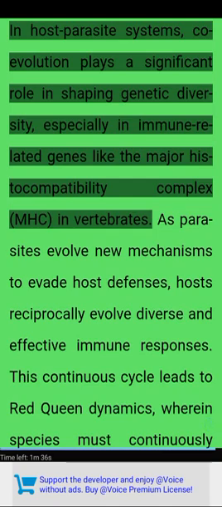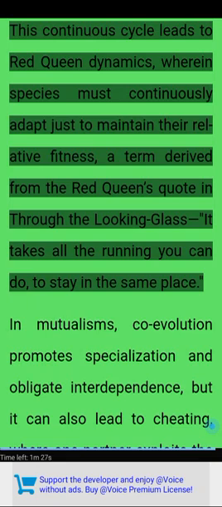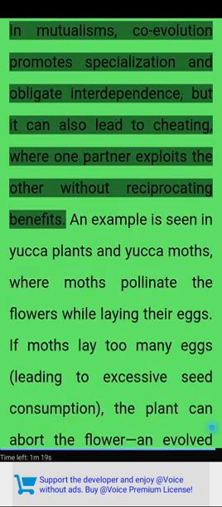In host-parasite systems, co-evolution plays a significant role in shaping genetic diversity, especially in immune-related genes like the major histocompatibility complex (MHC) in vertebrates. As parasites evolve new mechanisms to evade host defenses, hosts reciprocally evolve diverse and effective immune responses. This continuous cycle leads to Red Queen dynamics, wherein species must continuously adapt just to maintain their relative fitness, a term derived from the Red Queen's quote in Through the Looking Glass. "It takes all the running you can do to stay in the same place."